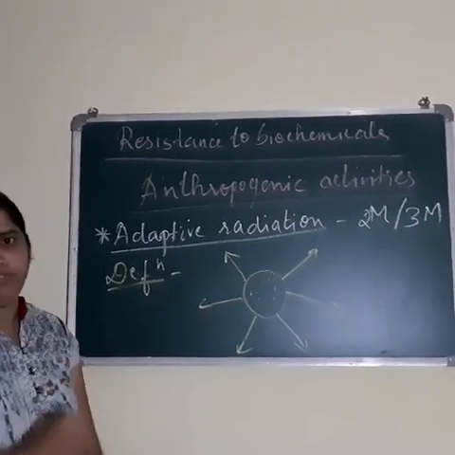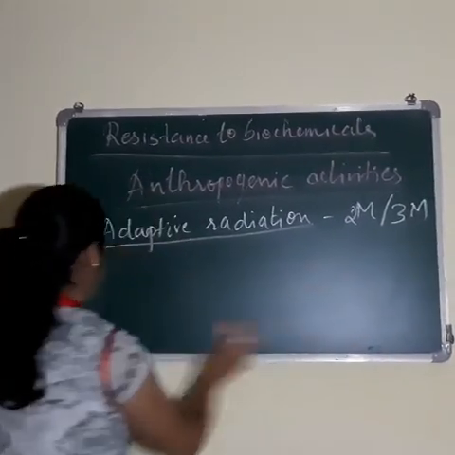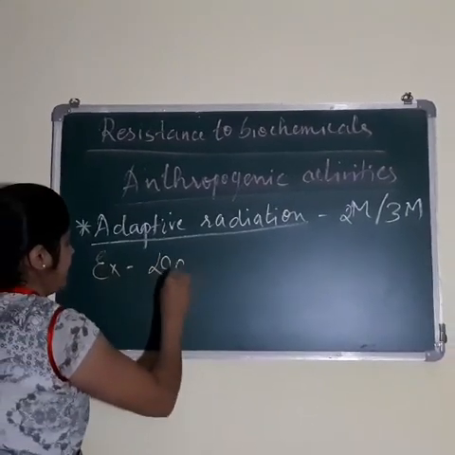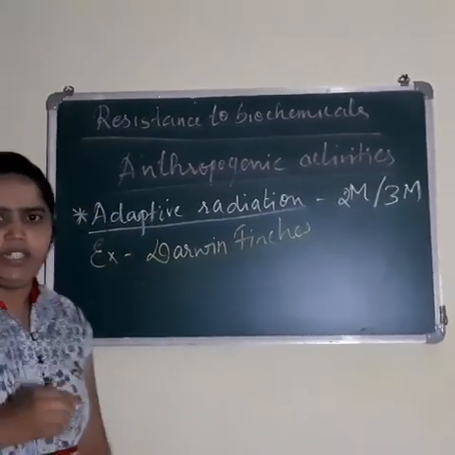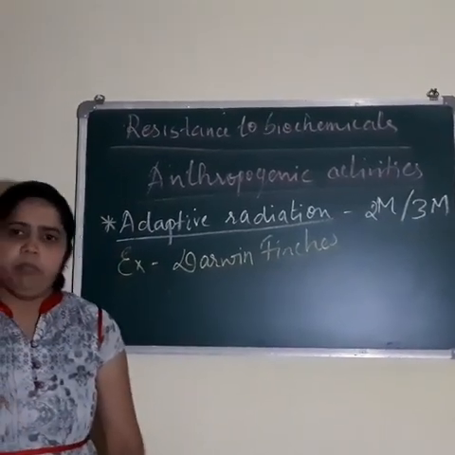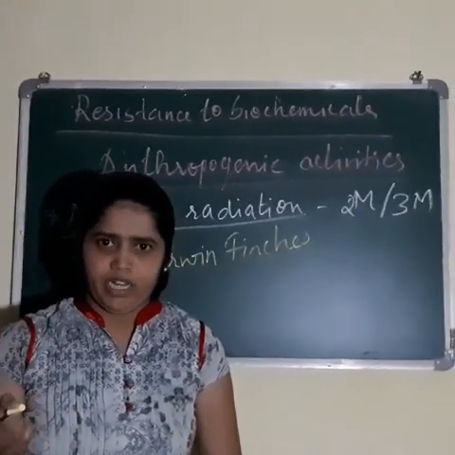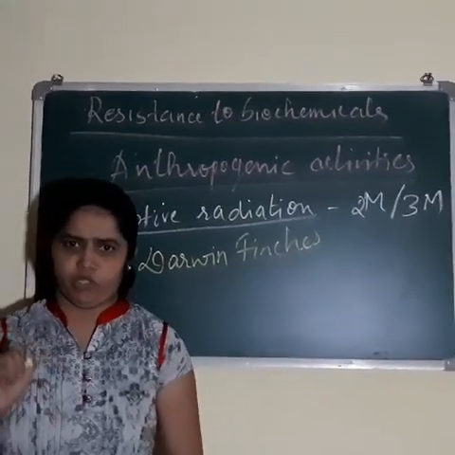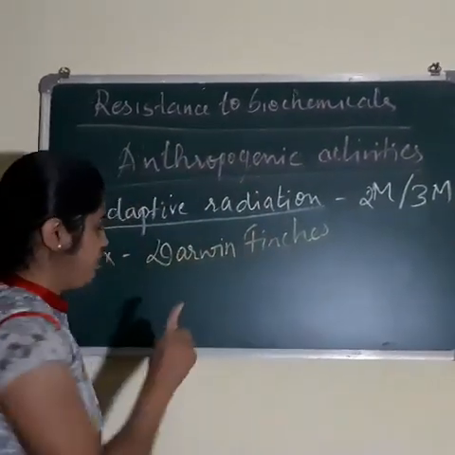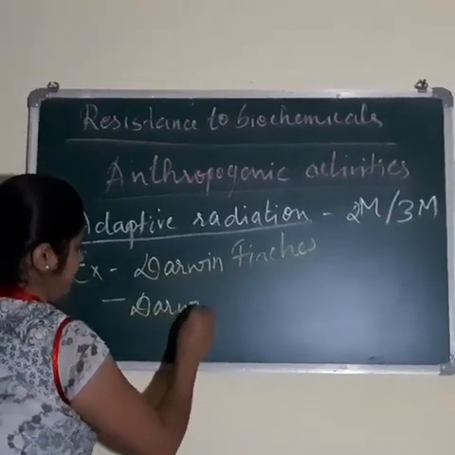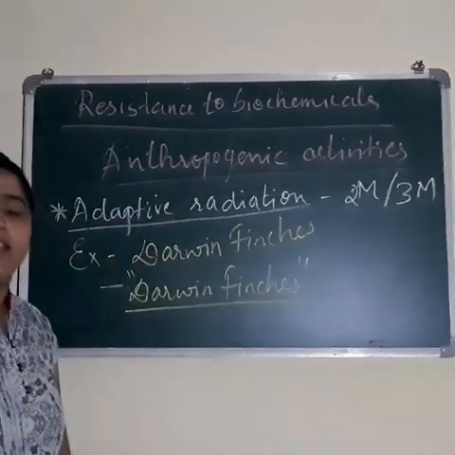Then coming to the examples of adaptive radiation. The best example you can give is Darwin's finches. You all know Darwin. He travelled throughout the world in his ship, HMS Beagle, and during his journey he went to the Galapagos Islands. There he observed small, black colored birds, and those are called Darwin's finches.